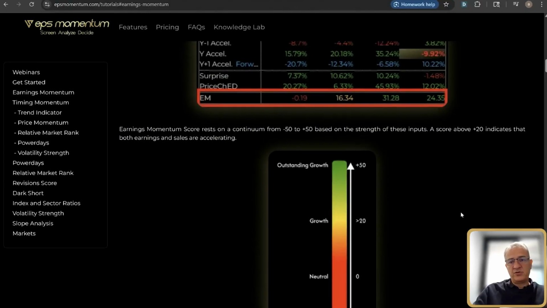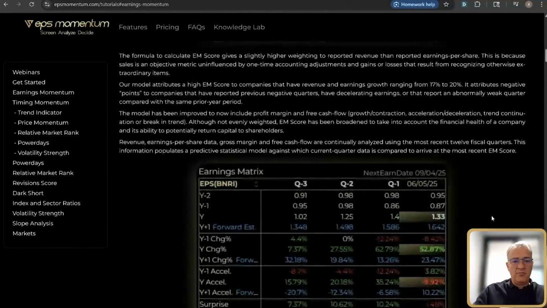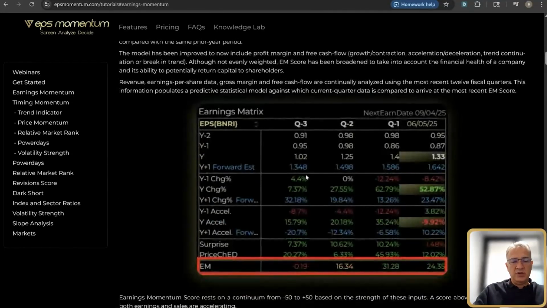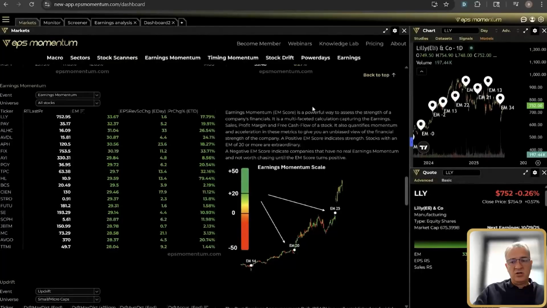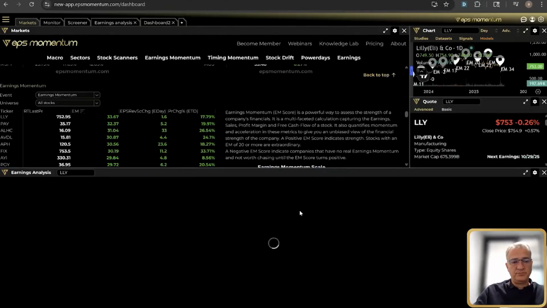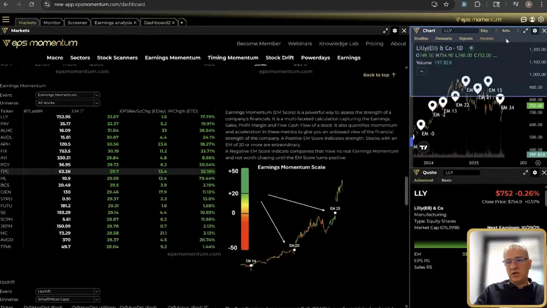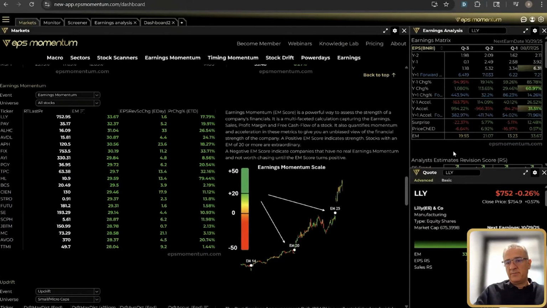And so your first question is, how do we calculate the EM, right? What is it based on? It's all explained here, but I'll show you in a second. What we do is we take the earning per share, the sales, the profit margin and the free cash flow of the company, and we calculate their growth. So I will launch a widget called Earning Analysis, and you'll understand. Let's put it in the corner here and remove the chart. We don't need the chart right now.